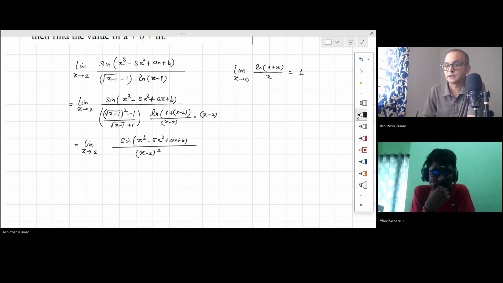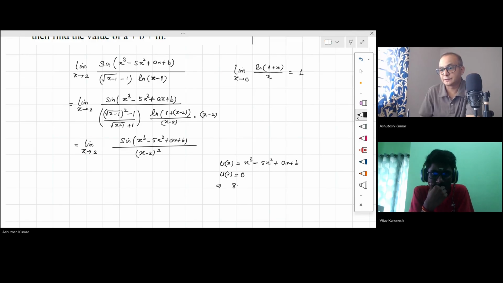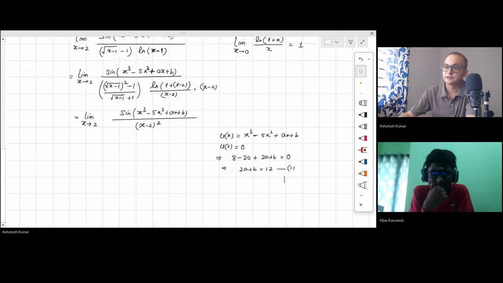What I'm assuming is that u(x) is a new function, x cubed minus 5x square plus ax plus b. And since the limit is finite, u(2) must be 0, correct or not? Yes, sir. So let's substitute: 8 minus 20 plus 2a plus b is equal to 0. And from there we get 2a plus b is equal to 12, I think, correct? Yes, sir. So this is the first equation.